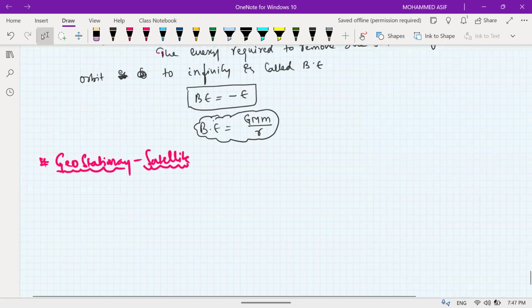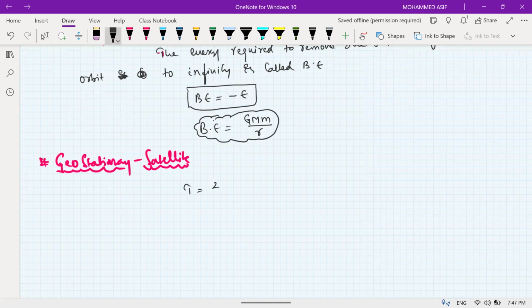24 hours. So time period formula for this one is T is equal to 2 pi into 3 by 2 divided by under root of capital G into capital M. That is equal to 2 pi into capital R plus H to the power of 3 by 2 divided by under root of capital G into M. The time period of this one will be equal to how much for me? 24 hours.